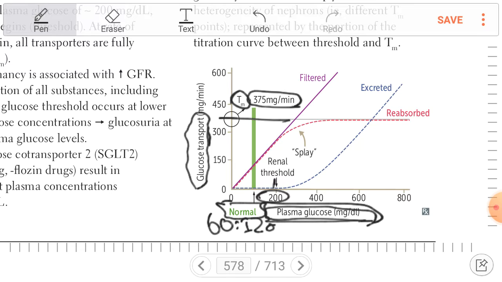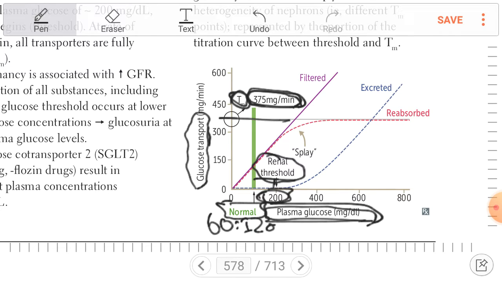So the renal threshold is where glucose begins to appear in the urine, which is 200, where some co-transporters are saturated and others are not. So some of the glucose will be reabsorbed and the rest will not be reabsorbed and will appear in the urine, from 200 until reaching 375, which is the Tm. By reaching 375, this means there is complete saturation of all sodium glucose co-transporters.